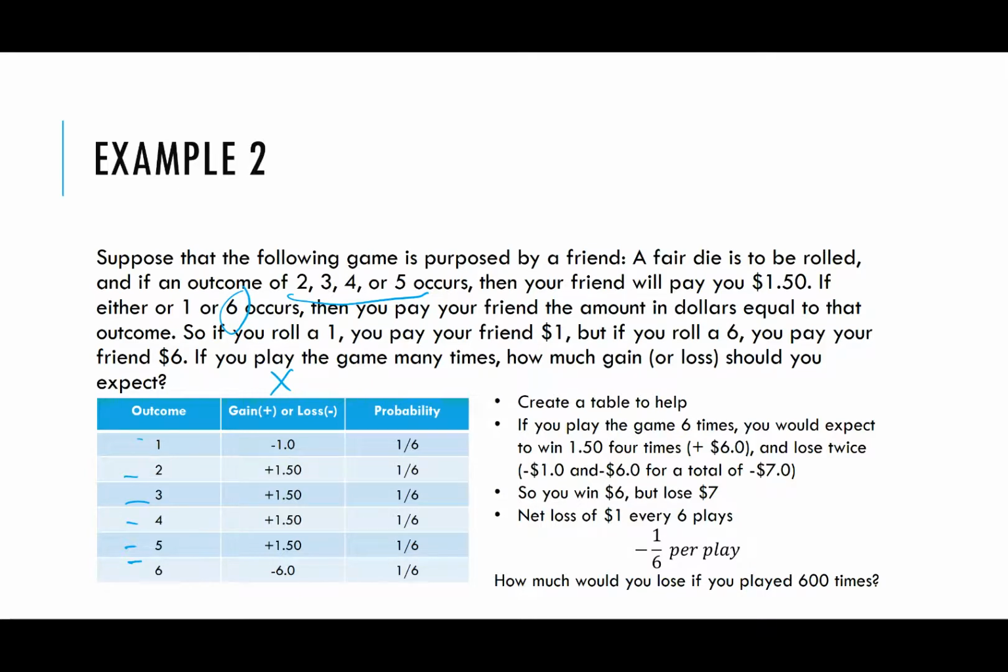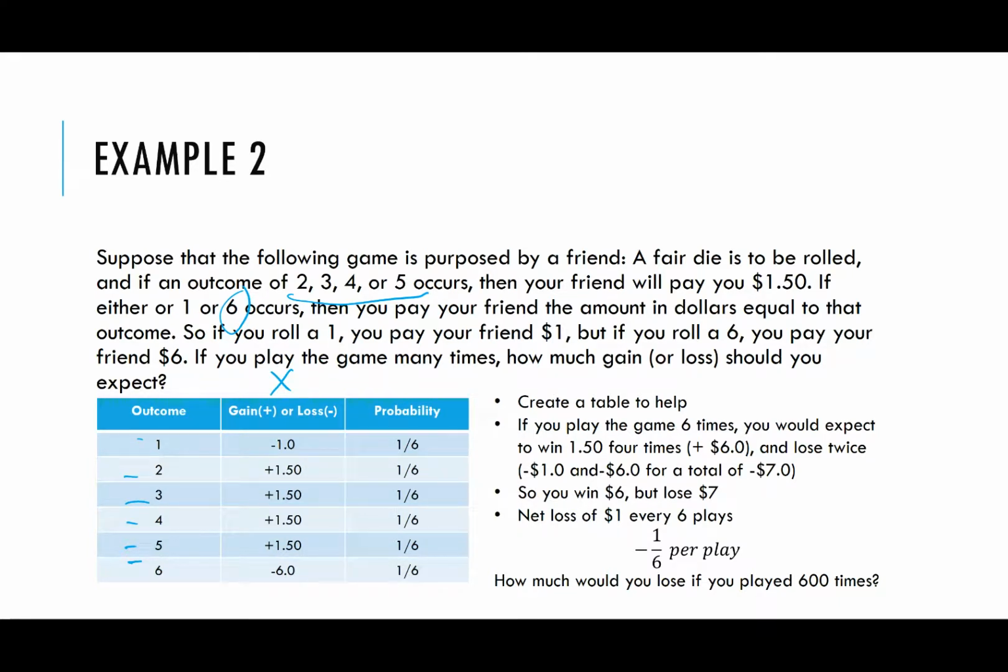And of course, the probability of each of those outcomes is a 1 in 6 chance for each die roll. So there's a 1 in 6 chance that you lose $1. There's a 1 in 6 chance you lose $6. And there's a 4 in 6 chance that you win $1.50, because 4 out of those 6 outcomes would result in you winning $1.50. But per play, let's assume you play 6 times.